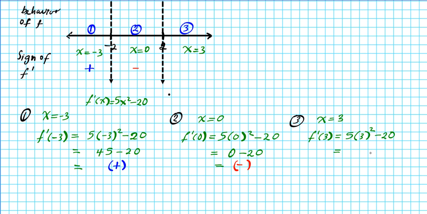So 3 squared is 9 times 5, which is 45, minus 20. Our answer here is positive again. Okay? So we have positive, negative, positive.